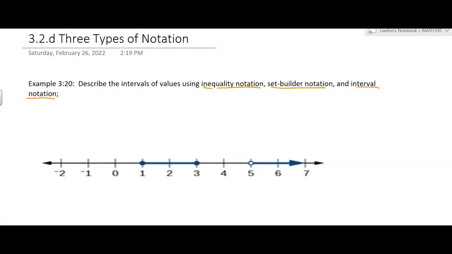For this example here, notice that we have the numbers between 1 and 3, and we're including 1 and 3. So as an inequality, we're saying x is between 1 and 3, but including 1 and 3. So it would look like that. That would be the inequality for that portion right there. We're saying x is between 1 and 3, but it can be 1 and 3.